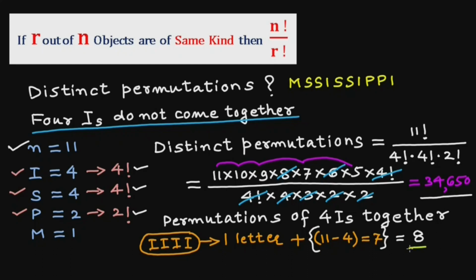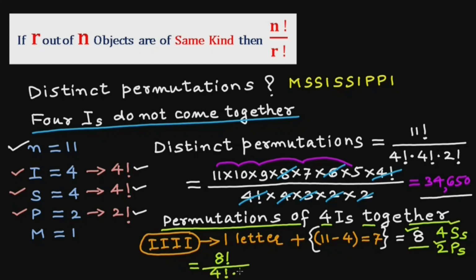Now we have these 8 objects with 4 S's and 2 P's. So these permutations of 4 I's together will be equal to 8 factorial upon 4 factorial into 2 factorial, which will be 8 multiplied by 7 multiplied by 6 multiplied by 5 multiplied by 4 factorial upon 4 factorial into 2 factorial. Cancelling 4 factorial, 2 ones are 2, and the product of 4 multiplied by 7 multiplied by 6 multiplied by 5 will be 840.